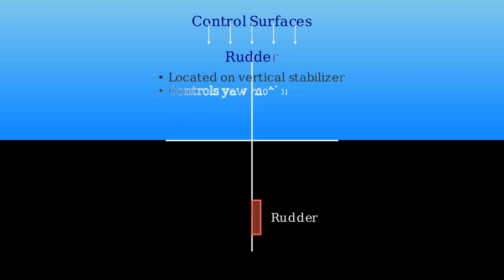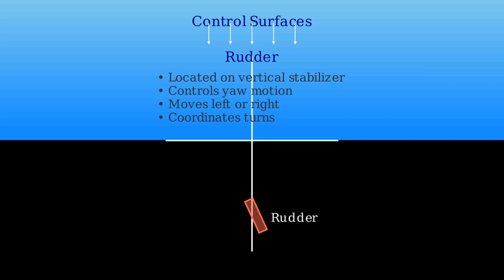The rudder is attached to the vertical stabilizer. When the rudder deflects to one side, it pushes the tail in the opposite direction, causing the nose to yaw. The rudder is primarily used to coordinate turns and counter adverse yaw effects.